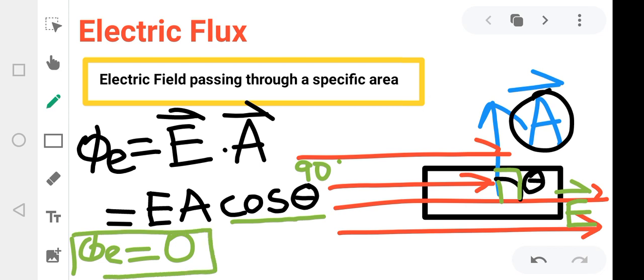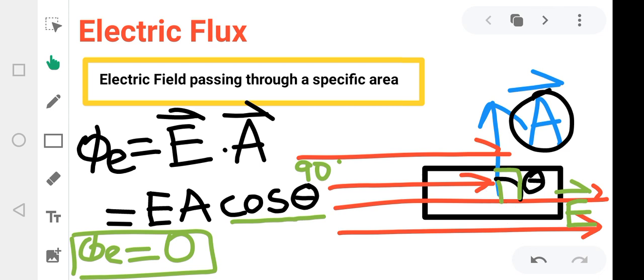So we can derive from this that, in a more elaborate way, remember one thing: if a body is lying in such a way that the surface area vector of that particular body and the electric field lines are perpendicular to each other, then there will be no doubt that the electric flux passing through that particular body will be equal to 0. There will be no electric flux passing through that body.